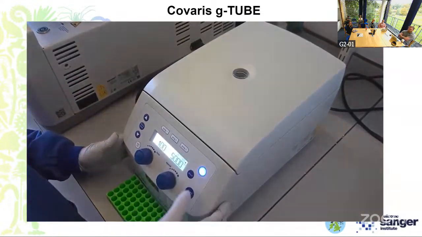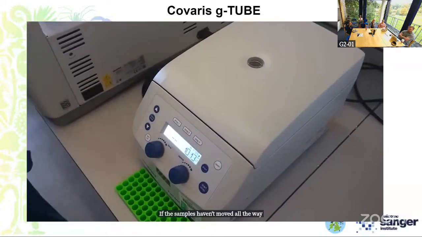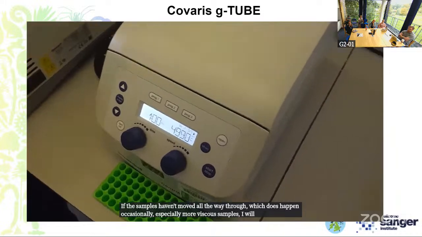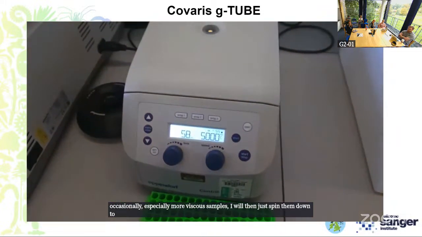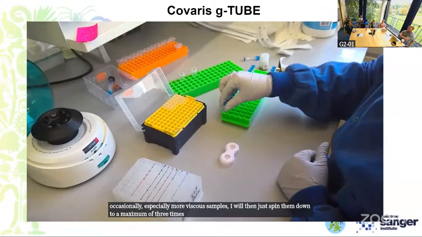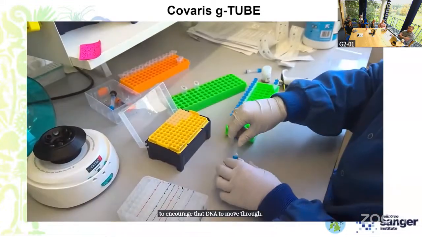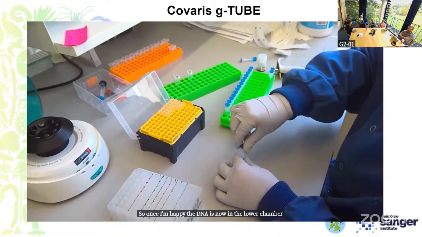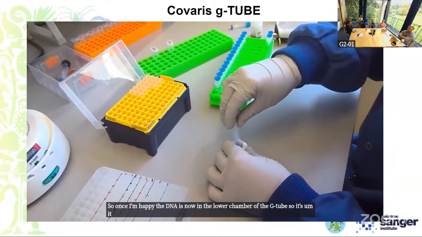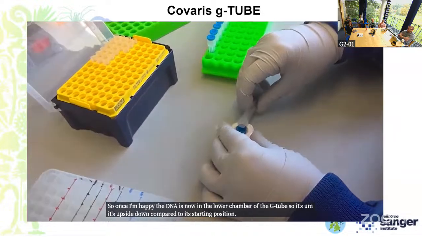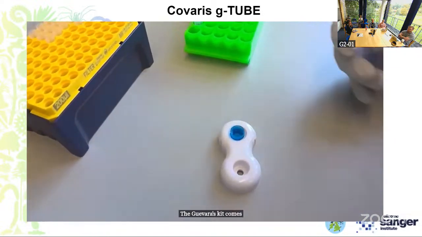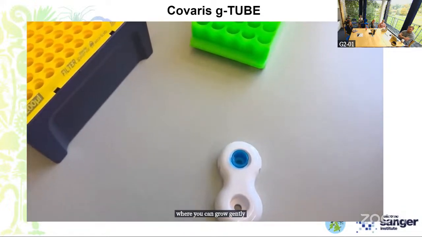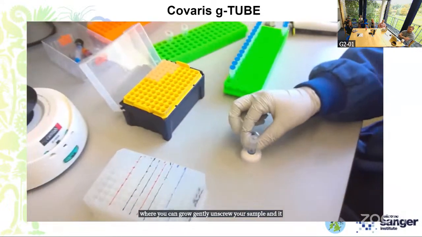If the samples haven't moved all the way through, which does happen occasionally, especially with more viscous samples, I will then just spin them down a maximum of 3 times to encourage that DNA to move through. So once I'm happy the DNA is now in the lower chamber of the G-tube, so it's upside down compared to its starting position, the Covaris kit comes with this special holder where you can very gently unscrew your sample, and it should be all remaining within the lid.